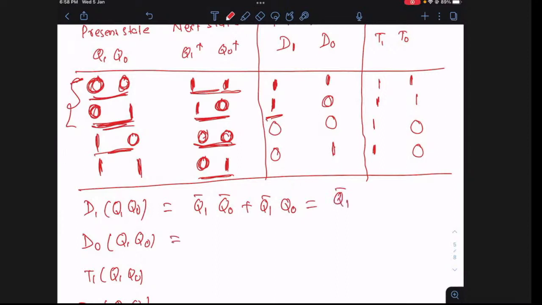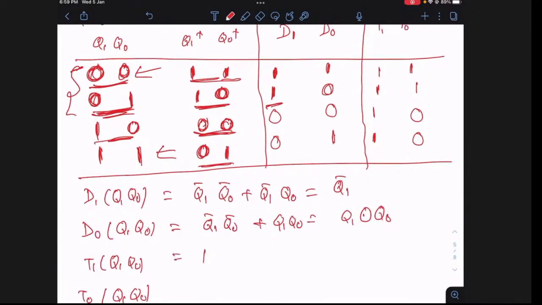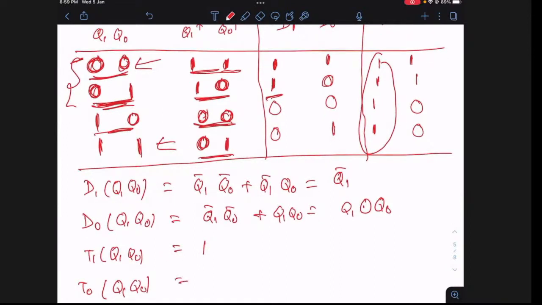Similarly, D0, if I ask you, you can see this is one combination and this is another combination. That is Q1 bar Q0 bar plus Q1 Q0, which is Q1 XNOR Q0. T1, if I ask you, is 1, because for all these it is 1. So T1 is constantly 1. And T0, if I ask you, the first two rows again are like this, so this is Q1 bar Q0 bar plus Q1 bar Q0. If you simplify this, you get Q1 bar.